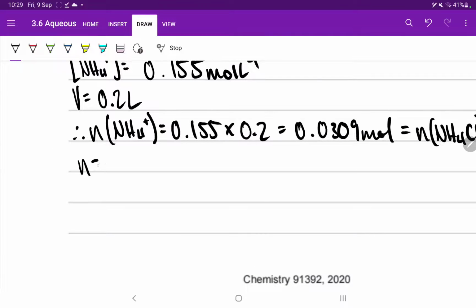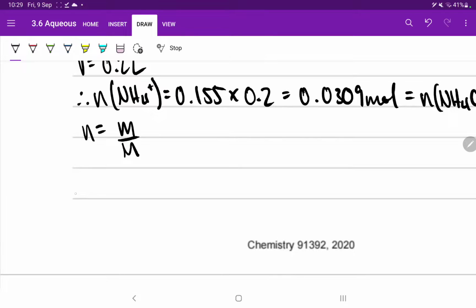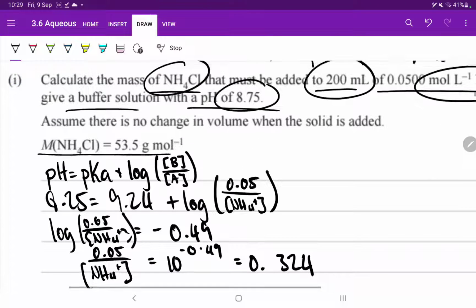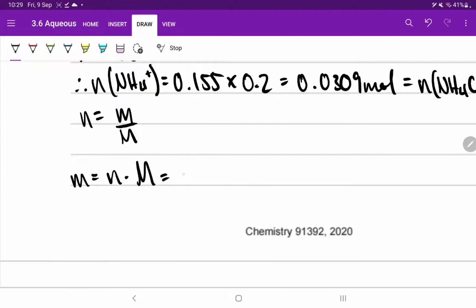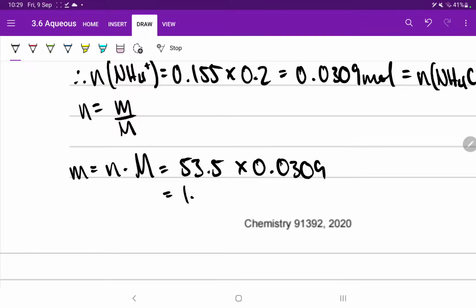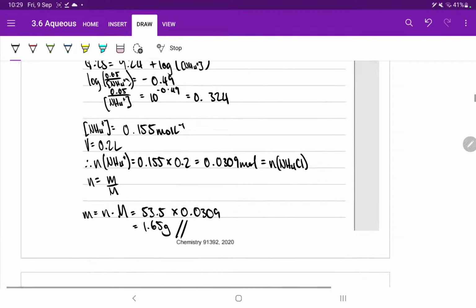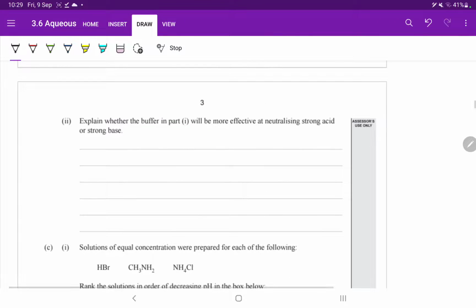Now, using our formula n equals m over M, we're trying to find the mass. So mass is equal to n times molar mass, and our molar mass is 53.5. So 53.5 times 0.0309, and you should get a mass of 1.65 grams. And that is your answer. Cool. Moving on.